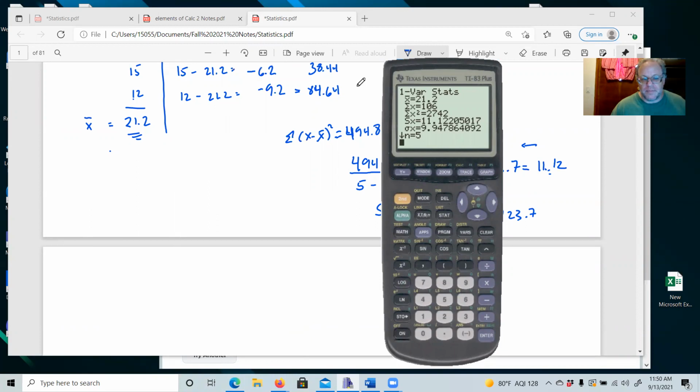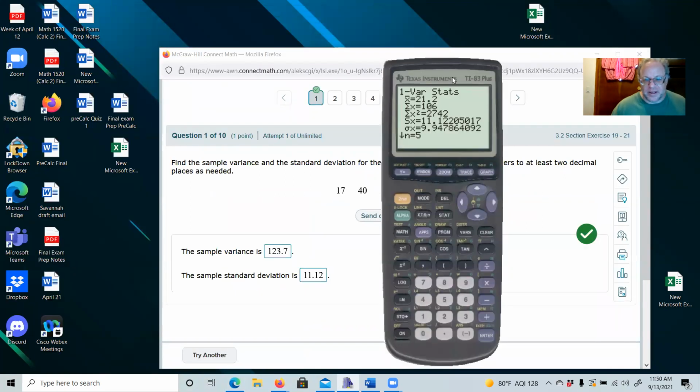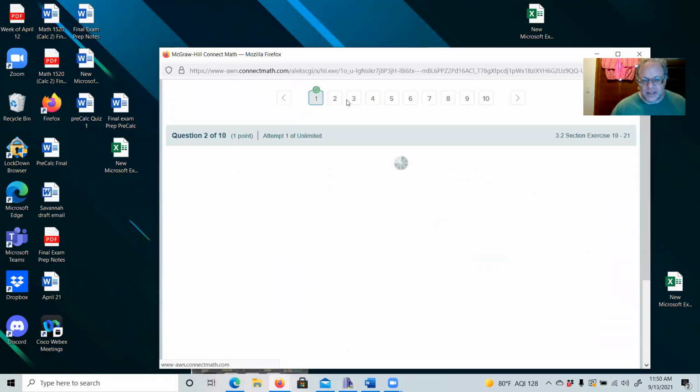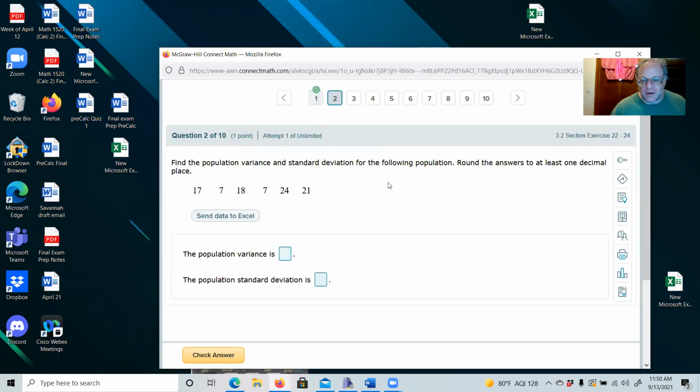Let's do one more in the calculator. We're not going to do the whole thing here. We're not going to do the whole, write it down, everything. Okay. Let's see here. Variance. I think you could probably, let me check to see what else we got.